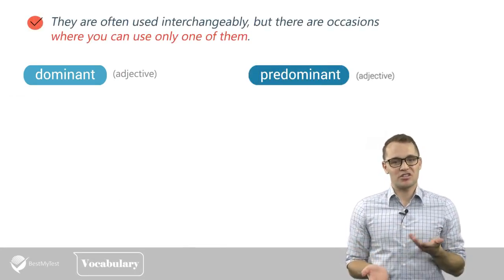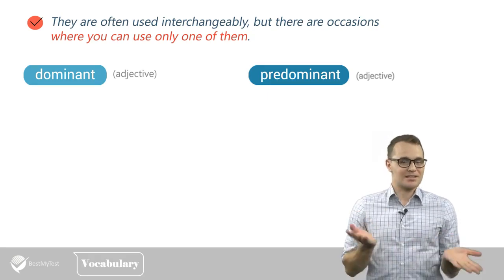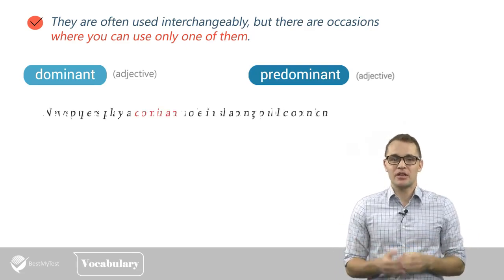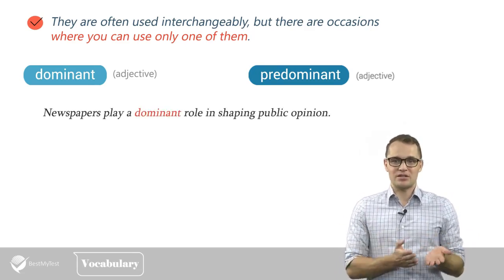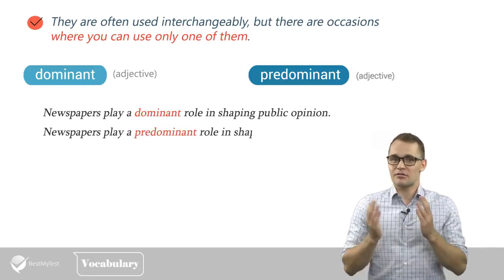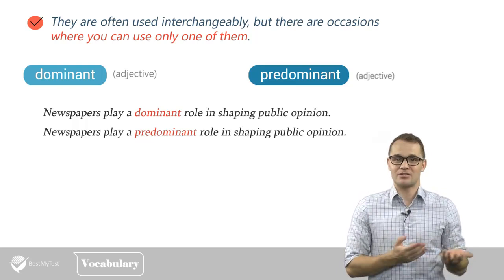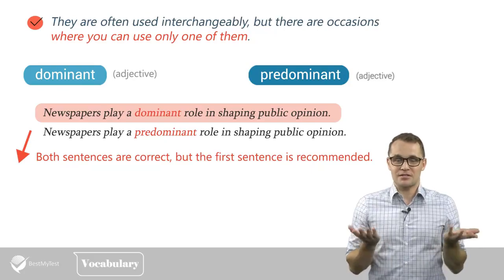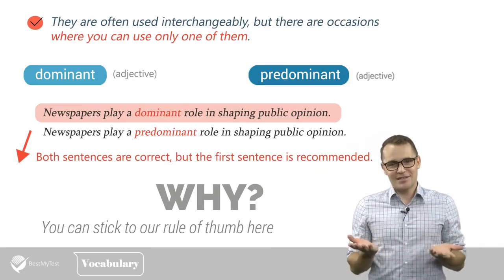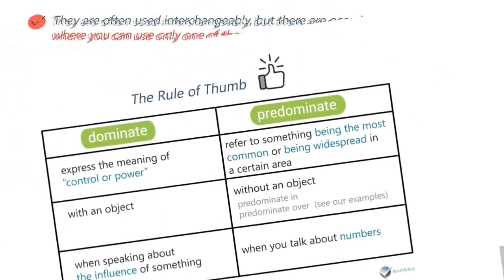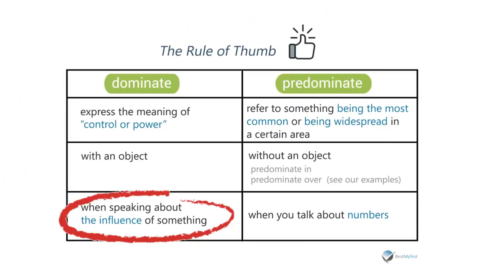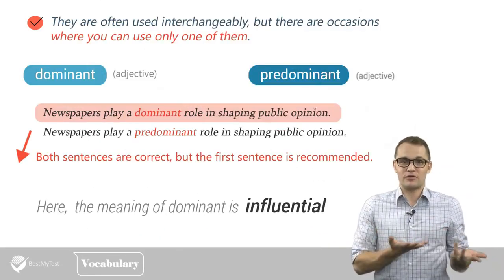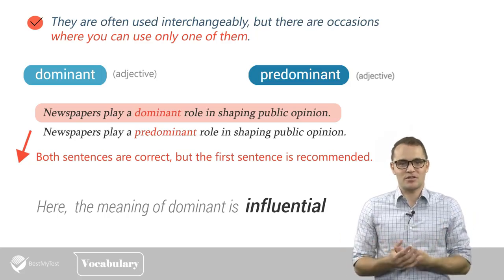Both adjectives are often used interchangeably, but at the same time there are occasions where you can use only one of them. Take these two sentences for example. Newspapers play a dominant role in shaping public opinion, and newspapers play a predominant role in shaping public opinion. Both sentences are generally correct, but the first sentence is still recommended. Why, you ask? You can stick to our rule of thumb here. We want to talk about the influence newspapers have, so we should use dominant. Here the meaning of dominant is influential, but be prepared to see both versions as well.